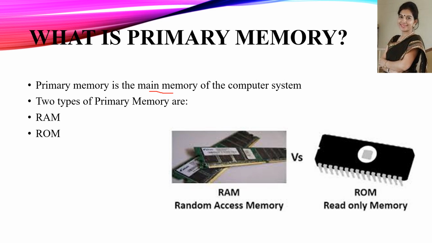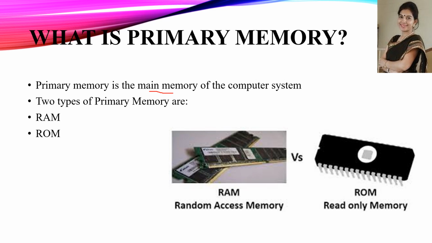So what is volatile primary memory? Volatile primary memory is the type of memory which loses its content when we switch off or power off the computer. As soon as you switch off the computer, all the data that is inside the volatile primary memory is lost, while in case of non-volatile memory, it is not lost when you power off the computer.